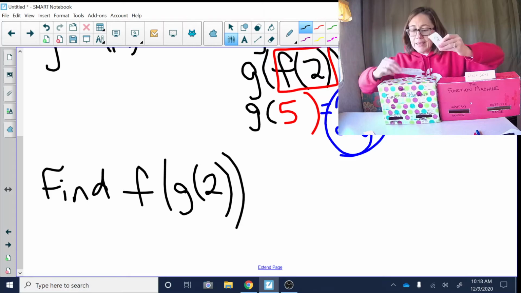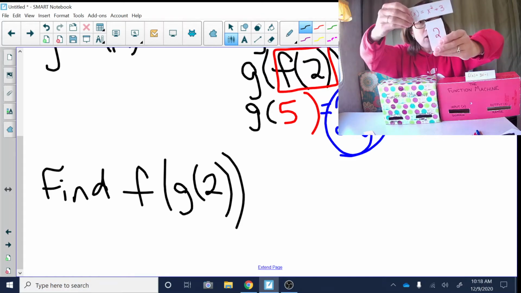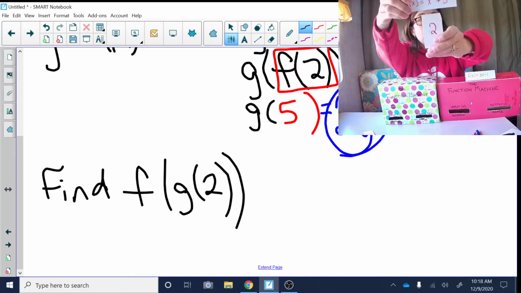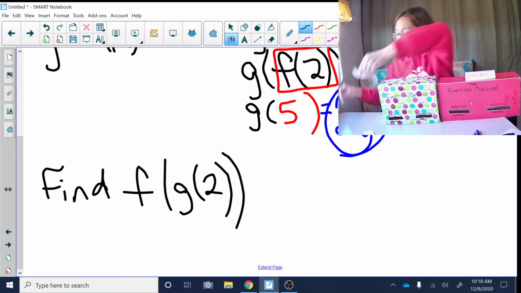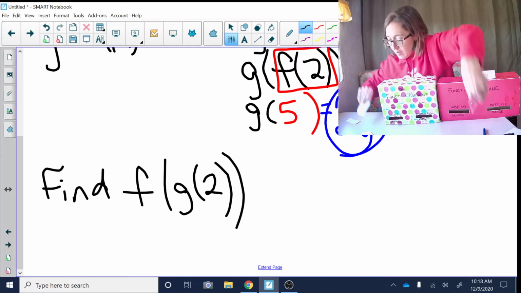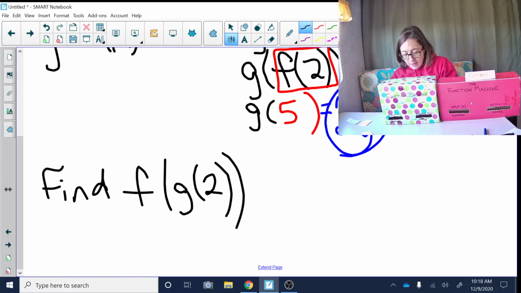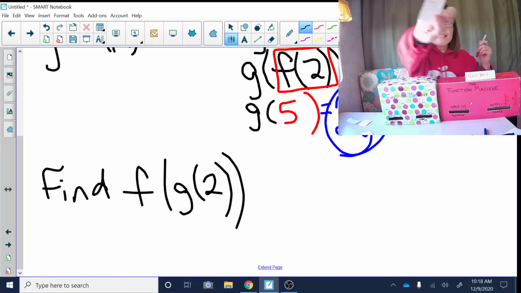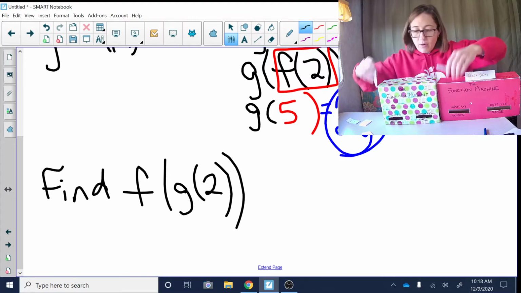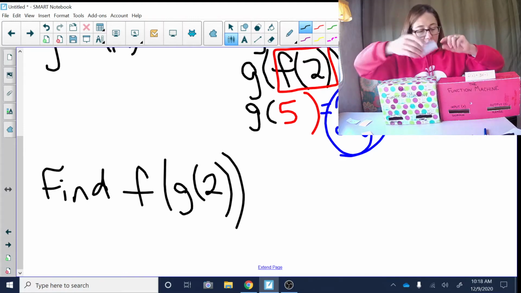So that 2 is going to get squared. 2 squared would be 4, and then we're going to add 3 to that, so we'd be at 7. So a 2 went in, and 7 comes out. I'll write that down on the screen in a minute.